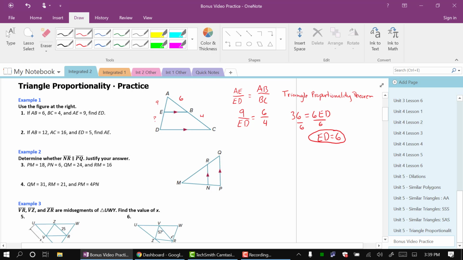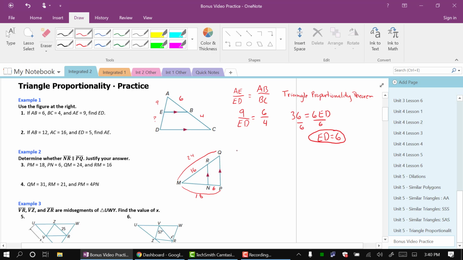Let's take a look at number 3. So we want to determine whether NR is parallel to PQ. That's what we're trying to find out. So to show that NR is parallel to PQ, we have to show that PN divided by NM equals QR divided by RM. So we know what PM is. PM, this whole length right here, that's all going to be 18. PN, this little length right here, that's going to be 6. So again, the whole thing is 18. The little one is 6. I know the whole thing up here, QM, that's going to be 24. And RM, this one right here, is going to be 16.